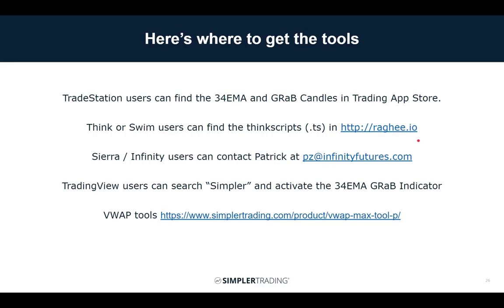Like instead of .com, you do .io, and there's a whole bunch of folders in that roggy.io folder. It's a box.com folder, and you're going to see a subfolder for Thinkorswim, and in that subfolder you'll see the think script for the grab candles. So you guys have to import them and add them, but it's super easy. The think script is there.